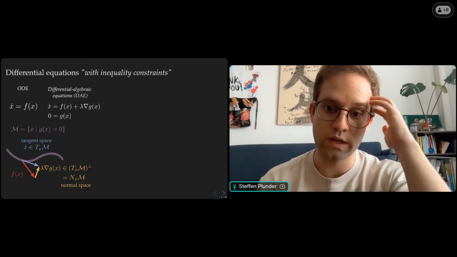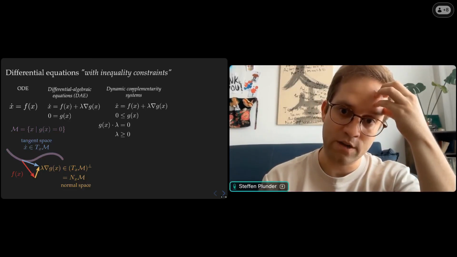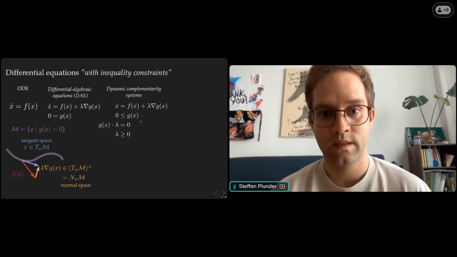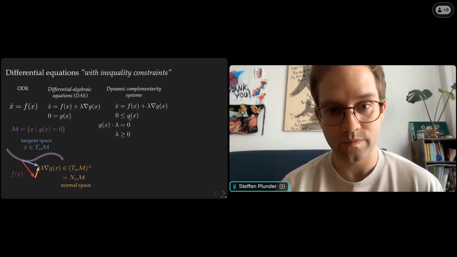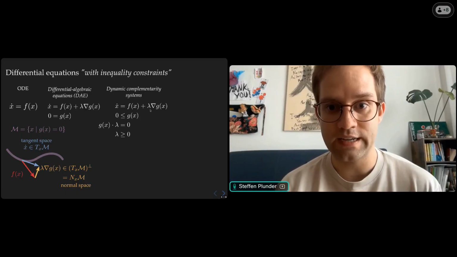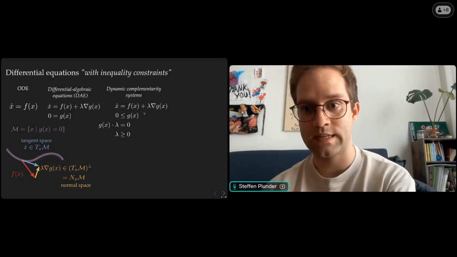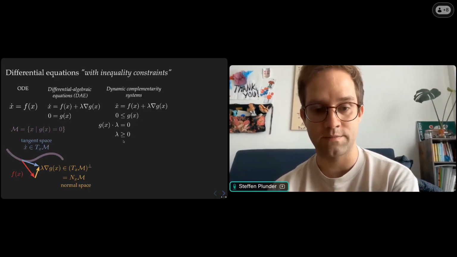So how can we do inequality constraints? For inequality constraints, we can use dynamic complementarity. As we do for equality constraints, we again have a Lagrange multiplier. And this time we want a function g to be non-negative. But if we just say g non-negative, then we cannot compute the Lagrange multiplier uniquely. So we need more conditions, like the KKT conditions from optimization. We have the condition that the Lagrange multiplier must be non-negative.